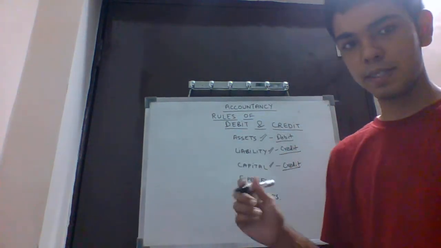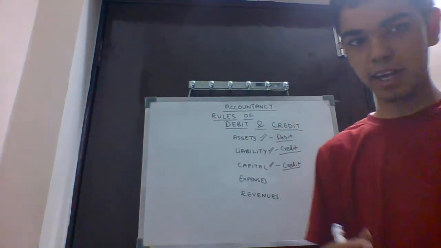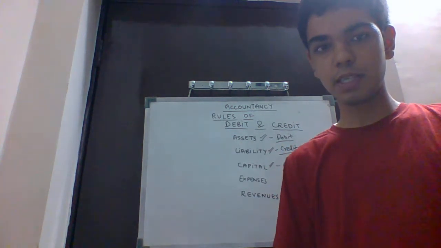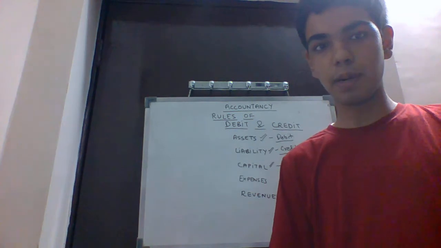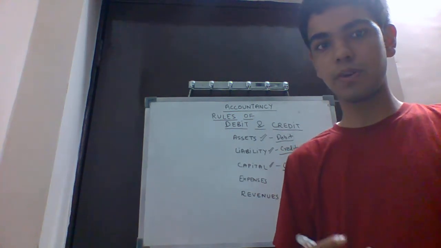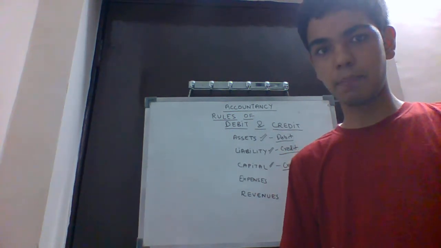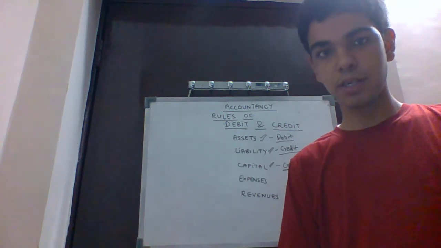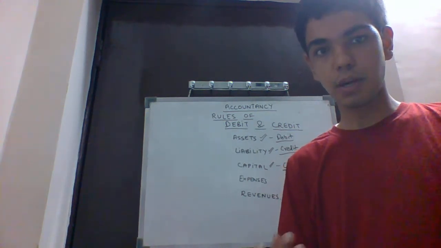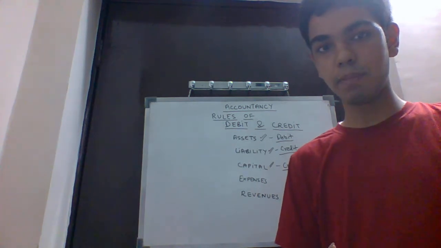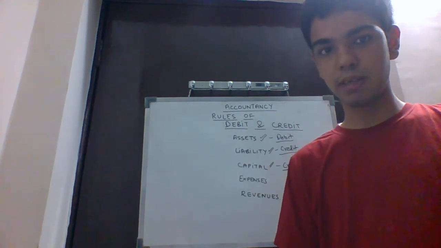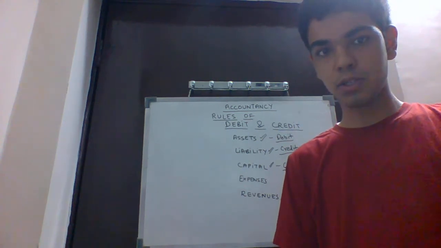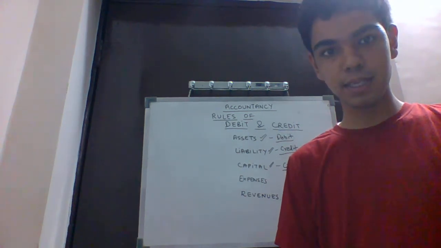Now, what are expenses and revenues? Expenses are the petty expenditures which are incurred by the business in order to generate revenue. For example, salaries, rent, wages, discount allowed. Discount allowed is the rebate given by the seller to the purchaser for purchase of goods and services in bulk so that his sales can increase.